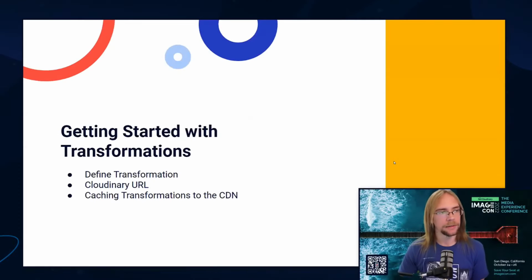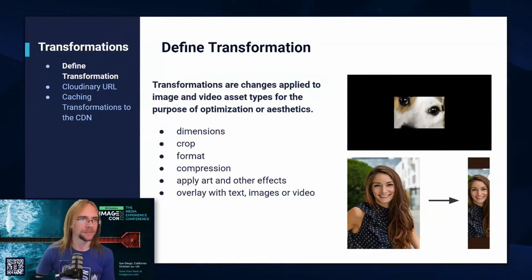Right, so to begin with then, getting started with transformations. In this section, we'll define what a transformation is, what the Cloudinary URL is and looks like, and we'll also explain a little bit about caching transformations on the CDN. So what is a transformation, first of all?